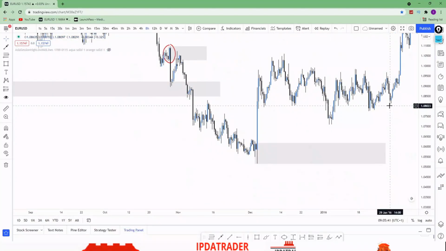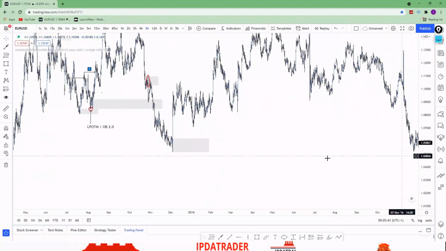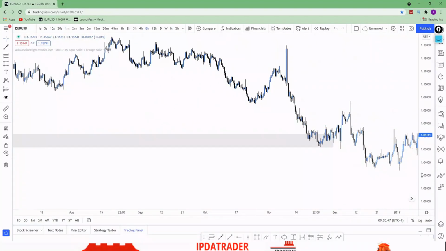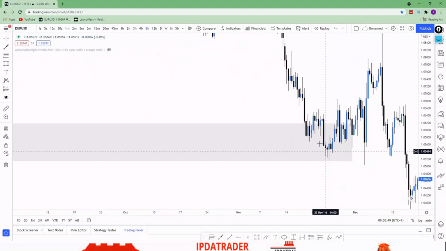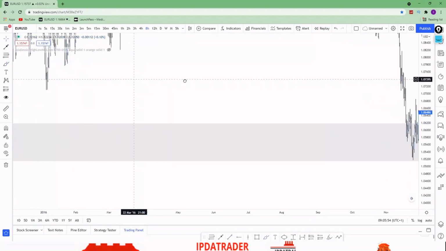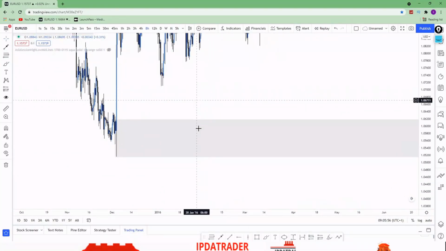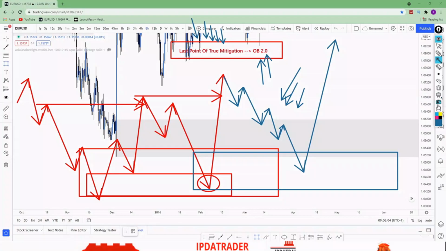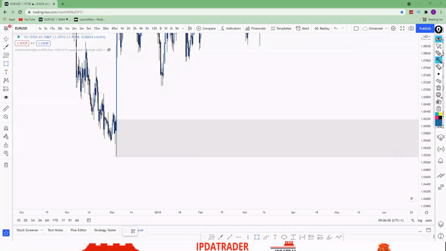So let's continue. Let's see if we actually ever get a tap back into this area and what actually happens over here. So as you can see, price trades back into it, mitigates even deeper. That means that if we had the ability to zoom into lower time frames, you could potentially see a, let me get rid of this, remove this stuff. Let me illustrate this idea.